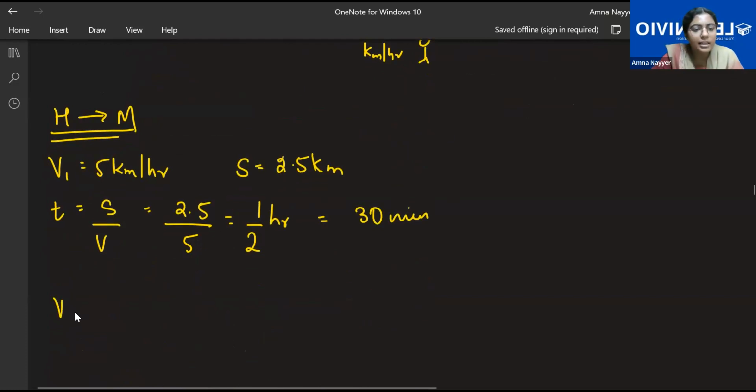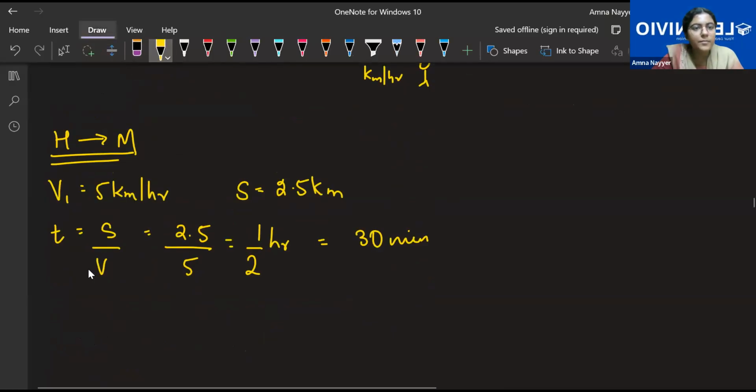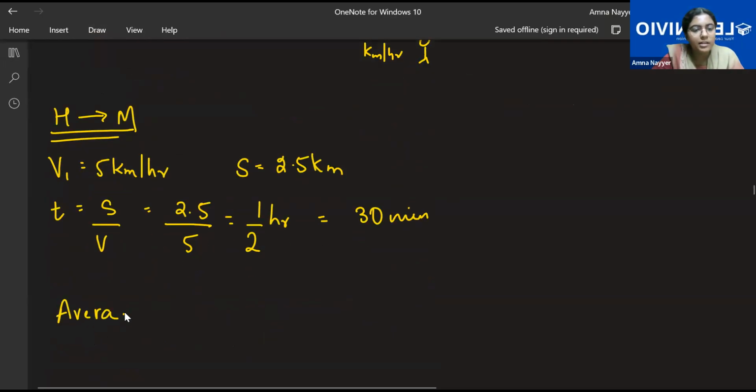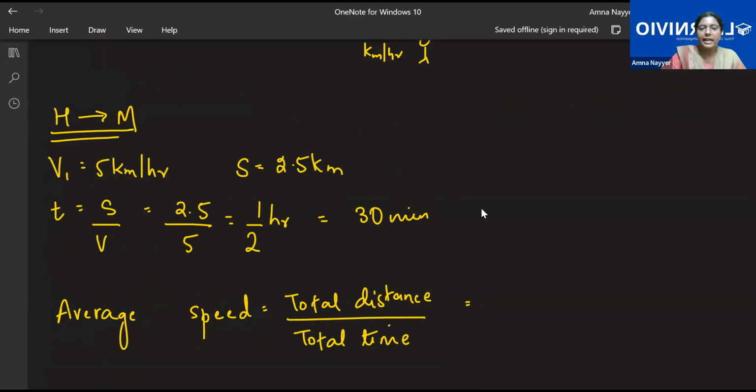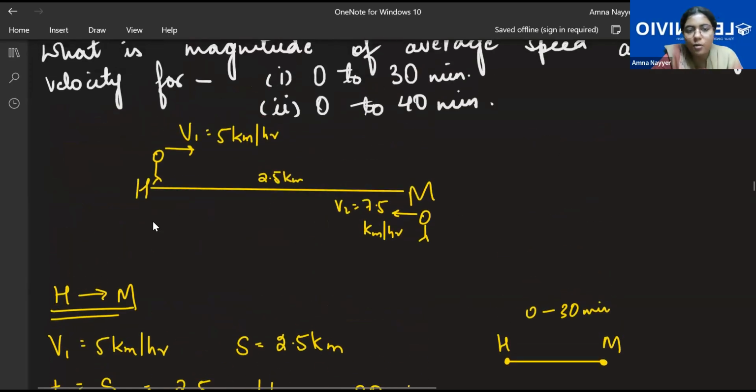Now look, let me calculate the average speed. Average speed, we know the formula. The formula for average speed is total distance by total time. Now, from home to the market, at least this gave us a surety that the person goes from home to the market in the total time 0 to 30 minutes. So we just need to find out this. Yes, what is the total distance here from home to the market?